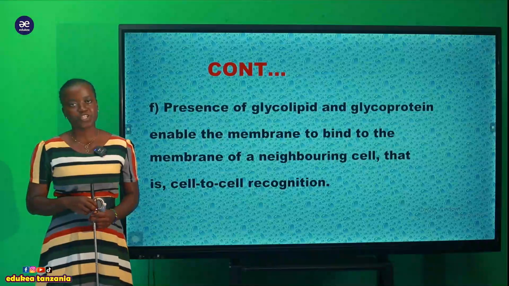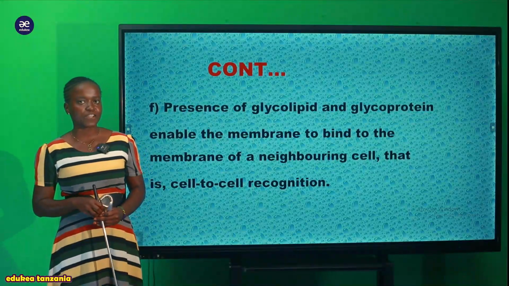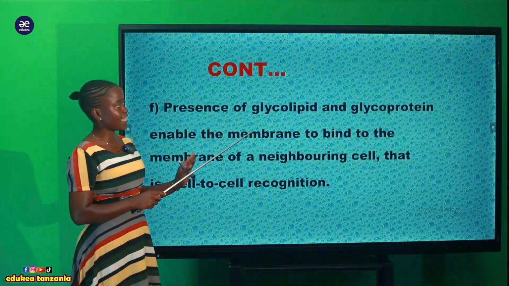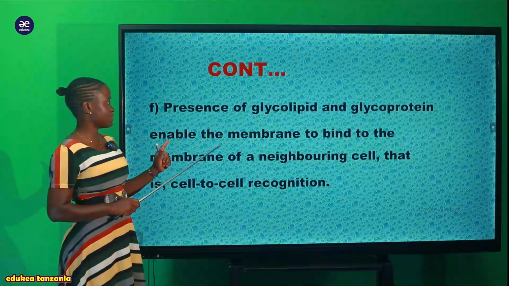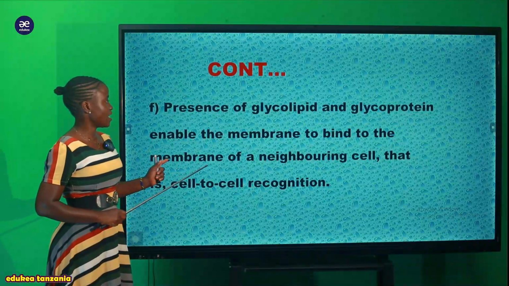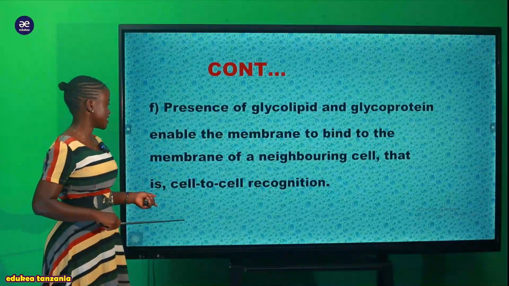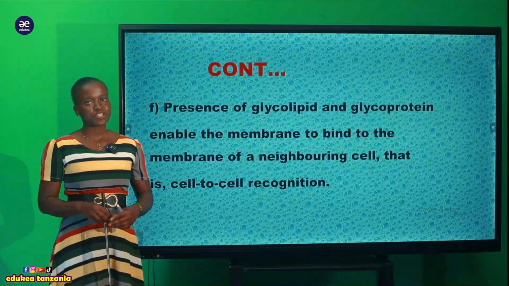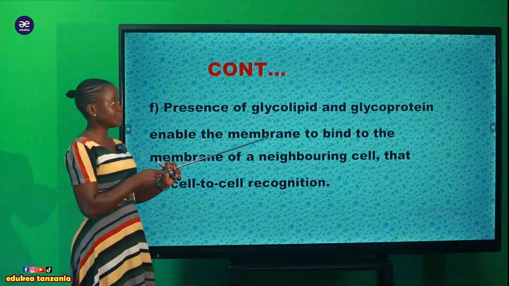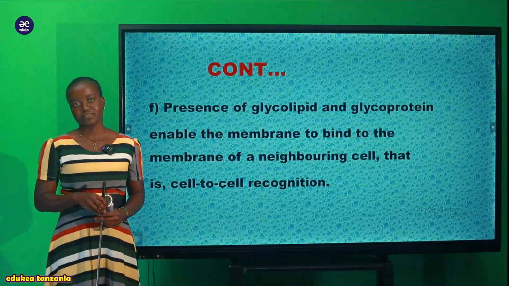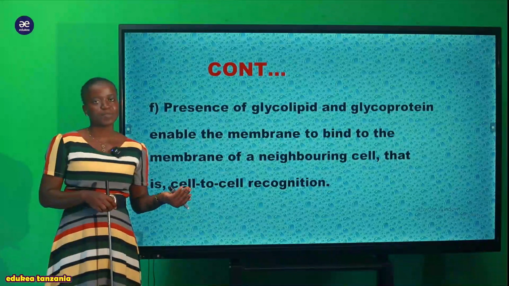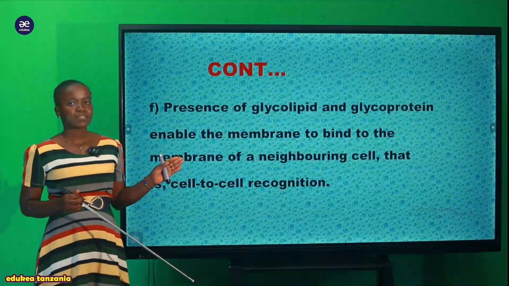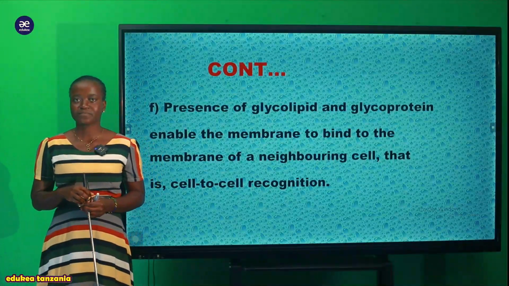And another function or another adaptation of the cell surface membrane, here we can say that the presence of glycolipids and glycoproteins enables the membrane to bind to the membrane of neighboring cells, that is cell-to-cell recognition. So within the cell surface membrane, there is a presence of the glycolipid together with the glycoprotein. Hii glycolipid pamoja na glycoprotein ndiyo ambayo sasa tunasema kwamba ina enable cell to bind or to recognize.